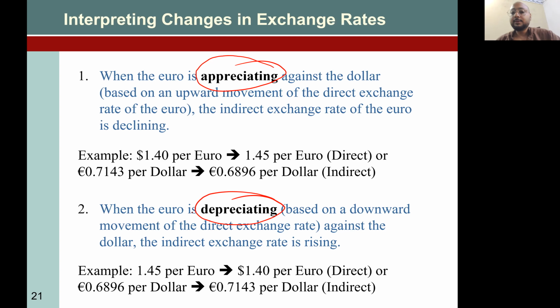right? So what we have learned up till now, we have learned how to interpret the quotation in the market, whether it is direct quotation or indirect quotation. And from direct quotation and indirect quotation, we can see whether the currency is appreciating or depreciating. Appreciating means the value of the currency increases. Depreciating means the value of the currency decreases.